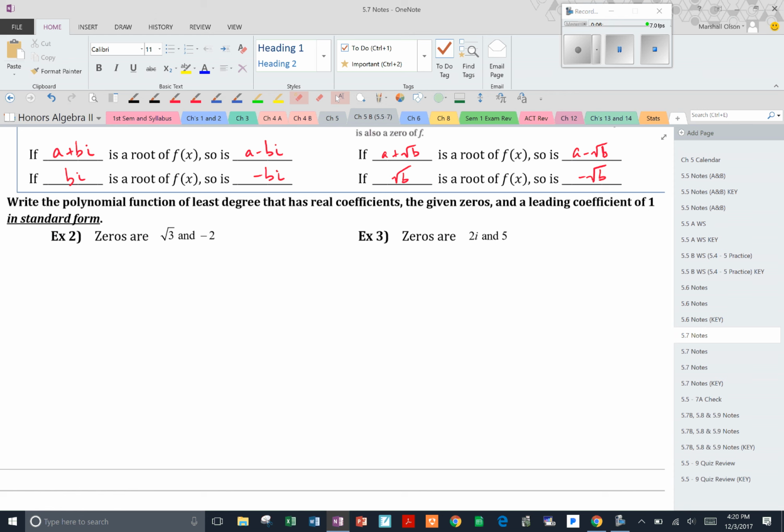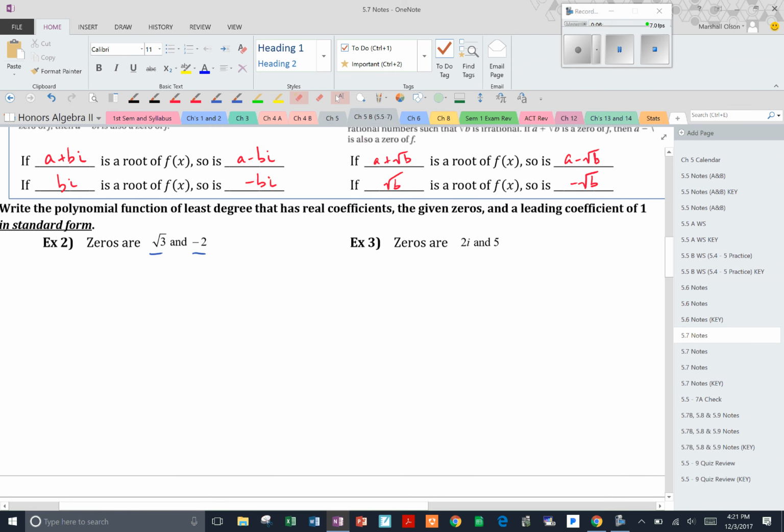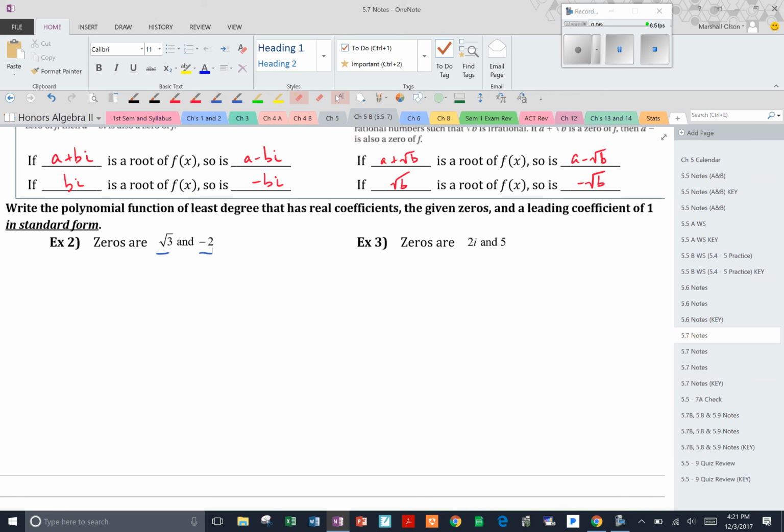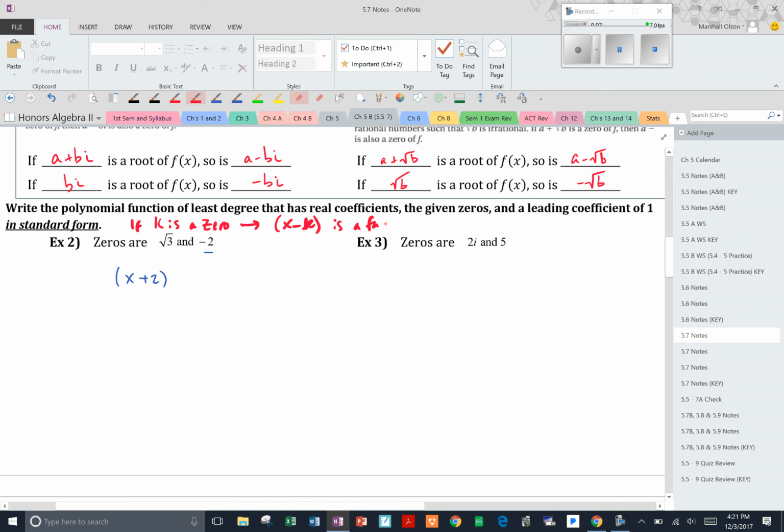So let's use that in these two problems here. If two zeros are square root of 3 and negative 2, we're asked to find a polynomial function of least degree with real coefficients and a leading coefficient of 1. And the leading coefficient of 1 tells us we don't need to worry about finding out what a is. All right? So here's the thing. The negative 2 as a zero tells us that one of our factors is going to be x plus 2. Because remember the idea that if k is a zero, then x minus k is a factor. Always the opposite.